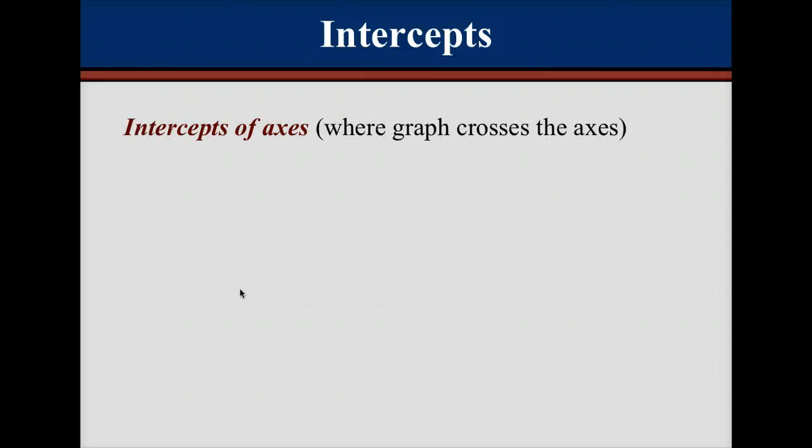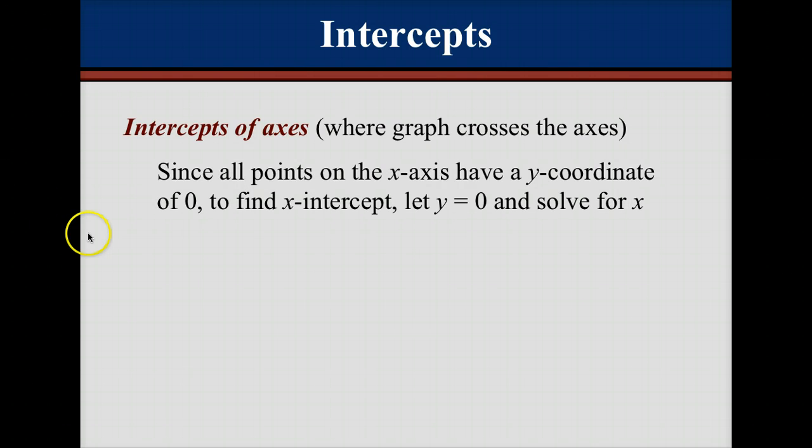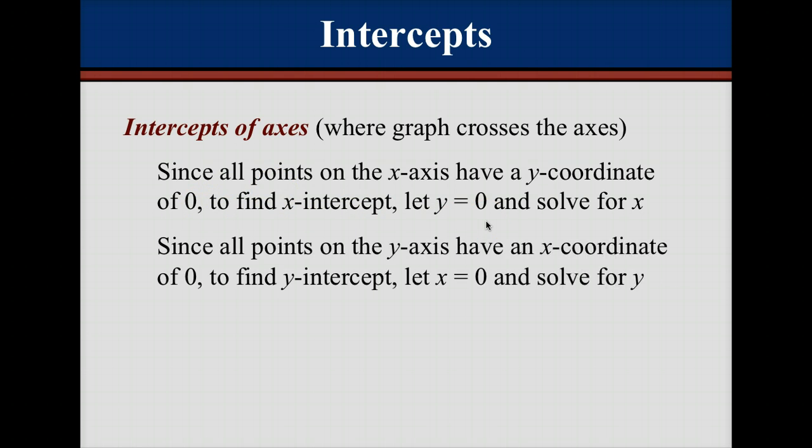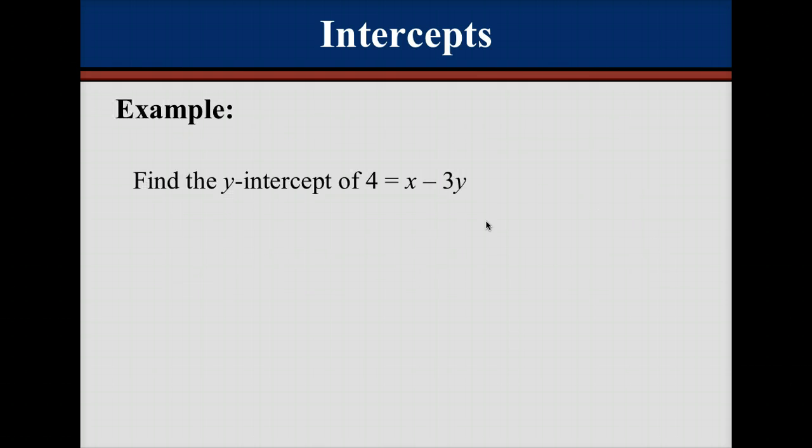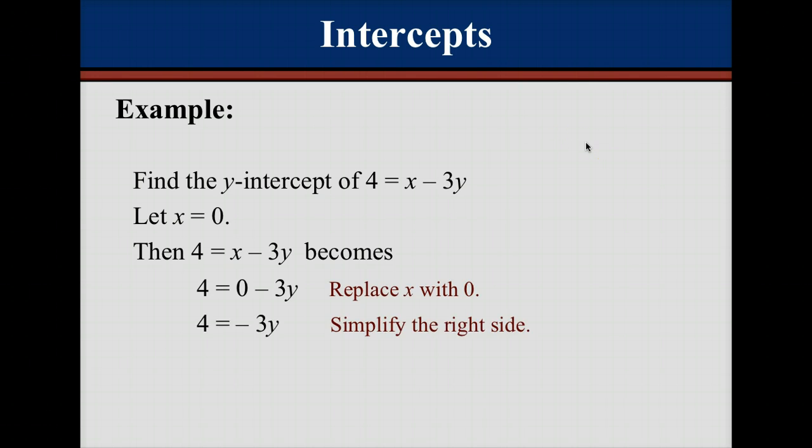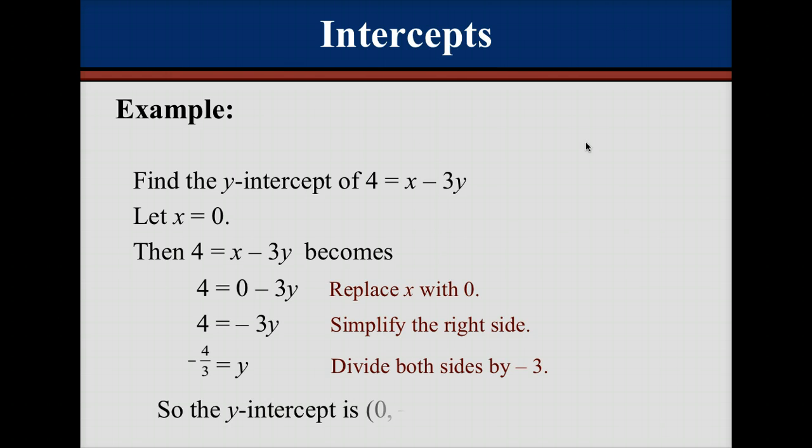We've discussed intercepts before, and you can find this information also on page 147 in your text. It's where the graph crosses the axes. Since all points on the x-axis have a y-coordinate of 0, to find the x-intercept, let y equal 0 and solve for x. We've done this in previous lessons. So we're going to let x be 0 and then solve for y. So our y-intercept will be 0, negative 4/3.